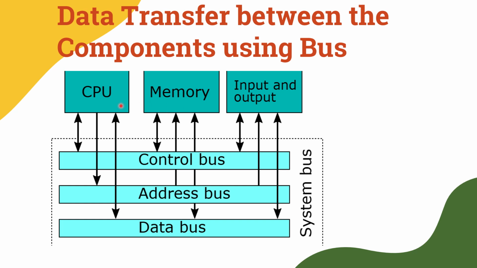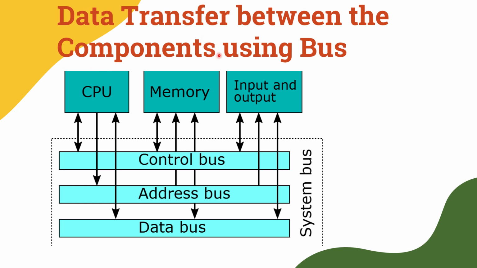Similarly, if it wants to write or store data in the memory unit, it will send a control signal called memory write on the control bus, and it will place the address of the memory location where it wants to store the data on the address bus. The address bus will carry the address, and when the memory unit identifies the address, it will take the data from the data bus and store it in the particular memory location. So this is how the CPU communicates with the memory unit.